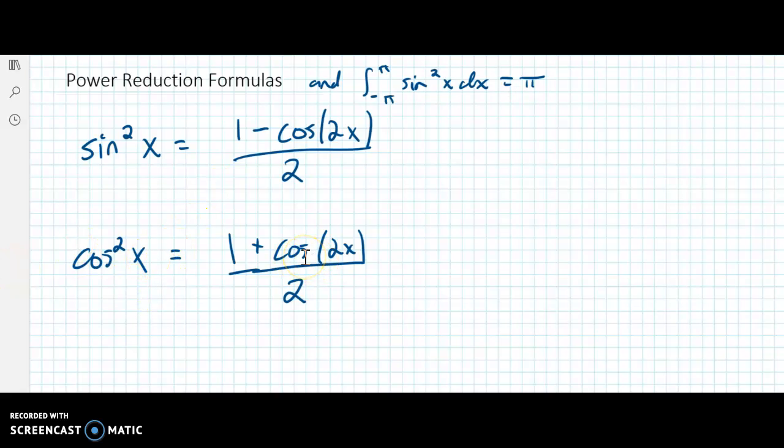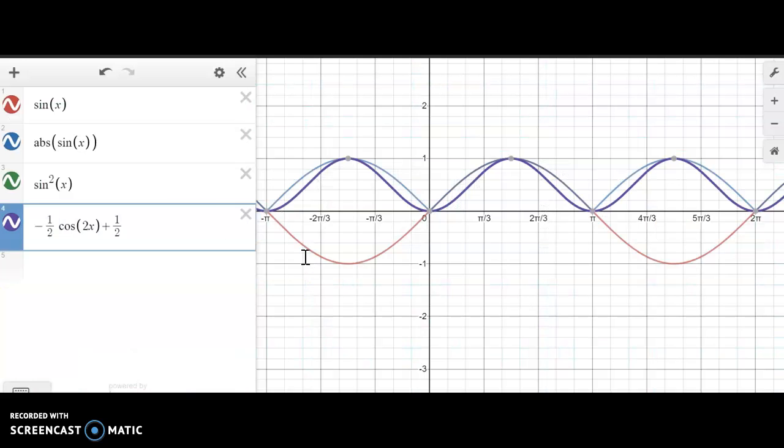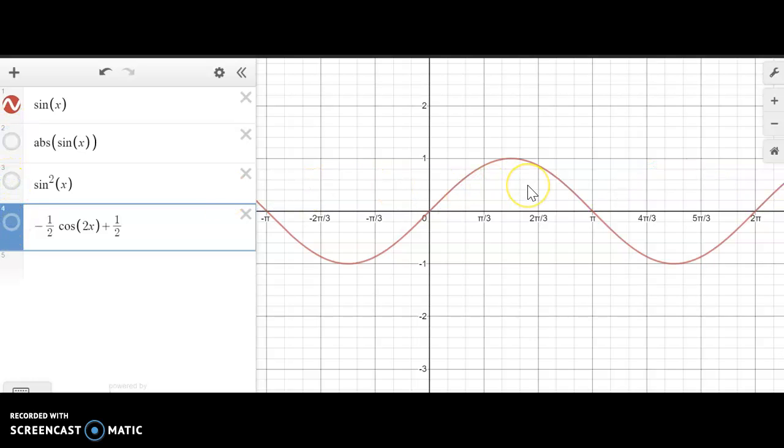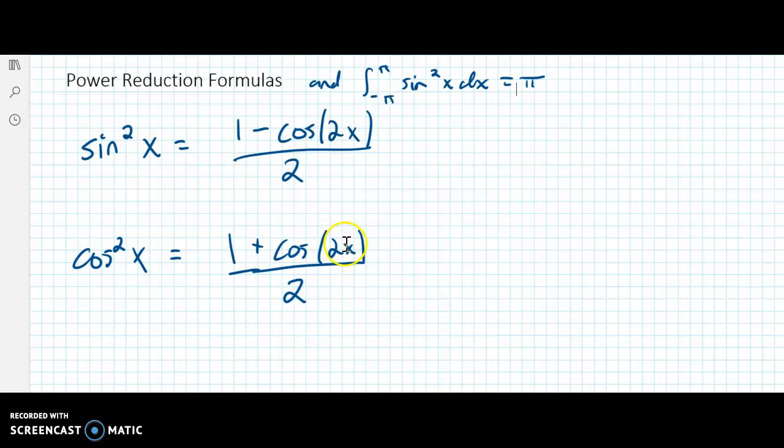Cosine squared, I could do the same kind of argument. One way to think about that would be the loops, the oscillations of the red graph are just shifted a little bit left and right for a cosine curve. So if I square it, then the shape should just be a shifted shape of the sine squared graph, which is why I get the plus cosine 2x. It's just a way to change it.